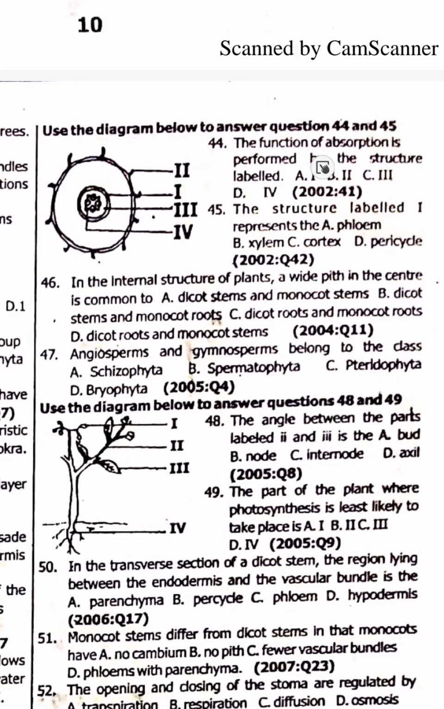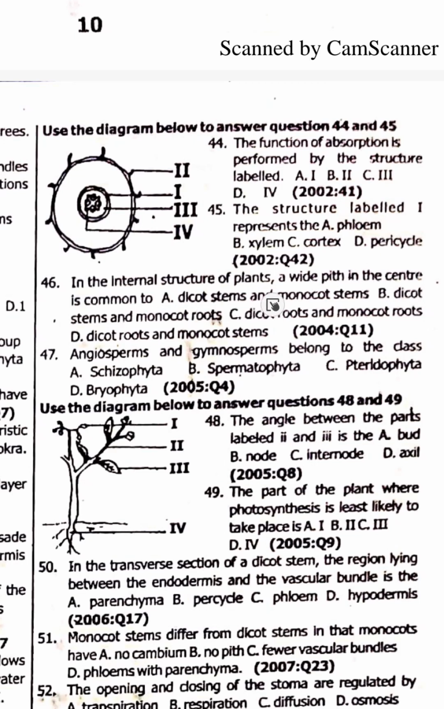The function of absorption is performed by 44. Absorption is performed by 44 is option B. This one, 45. The structure labeled II. I is what? This structure is 40. So 45, right? 45 now is D.